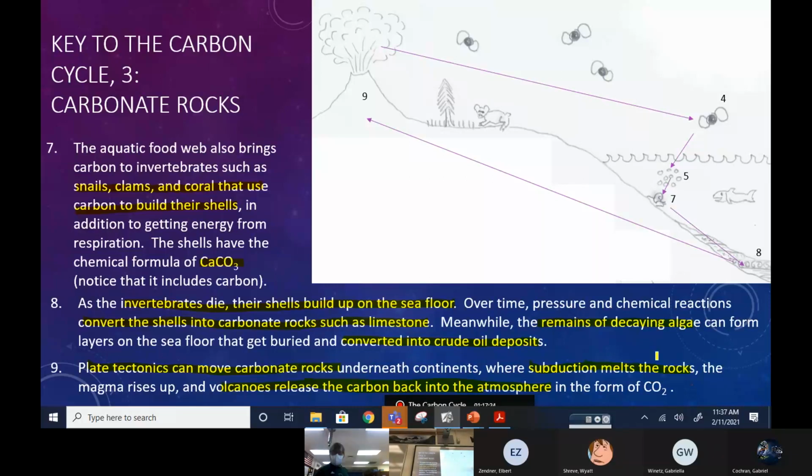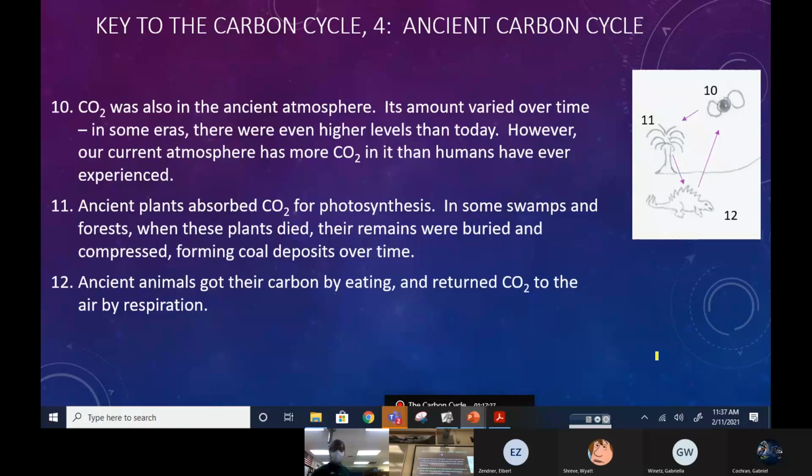Last part of the natural carbon cycle is the ancient carbon cycle. So this again is a repeat of number 1, 2, and 3. It's just that this took place hundreds of millions of years ago. So CO2 was in the ancient atmosphere, sometimes, not always, but sometimes even higher levels than today. Sometimes even more carbon dioxide in the atmosphere than we have today.